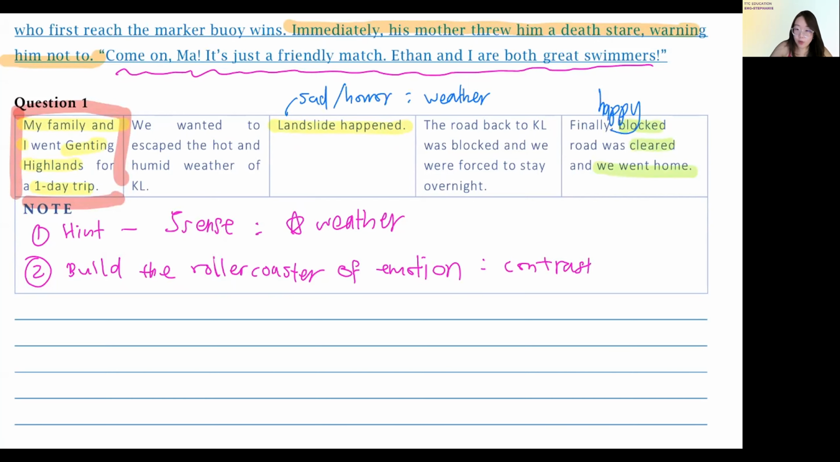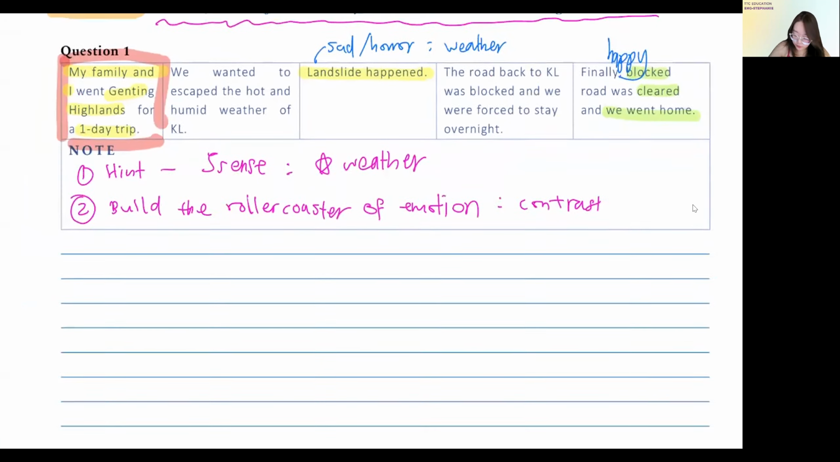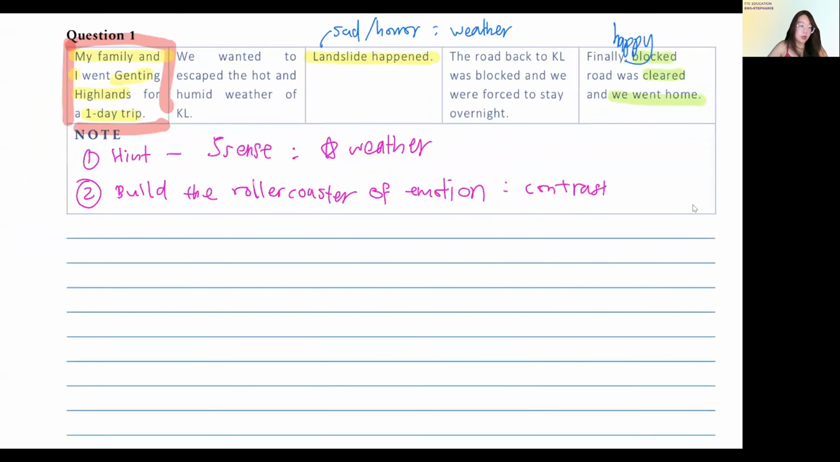All right, so how will I write it? Like so. Are you ready? Okay. So, first thing first, let's start off with the weather.